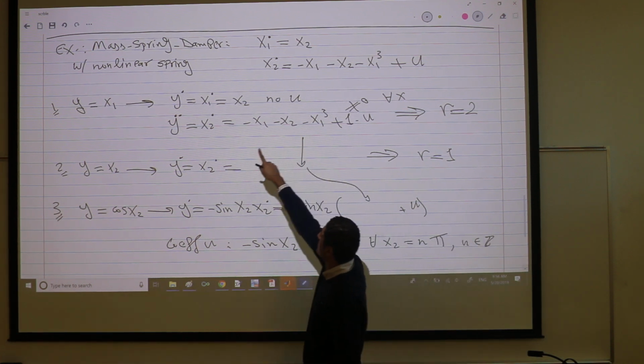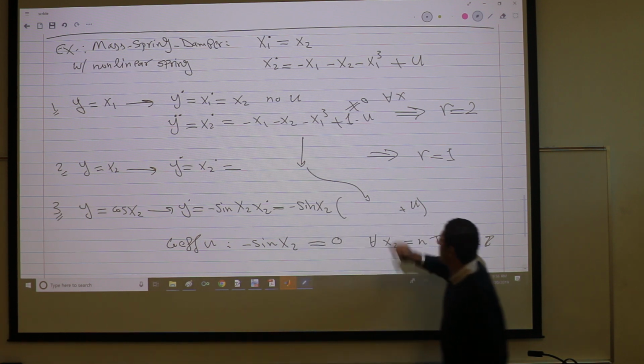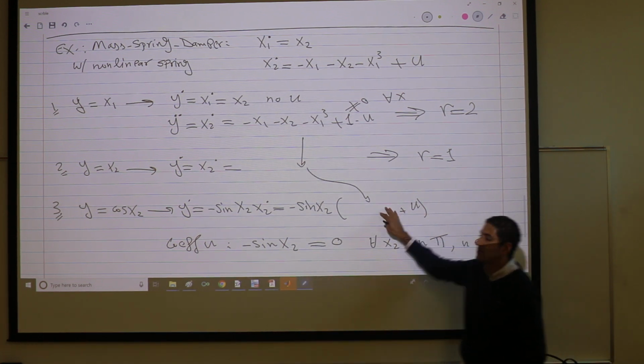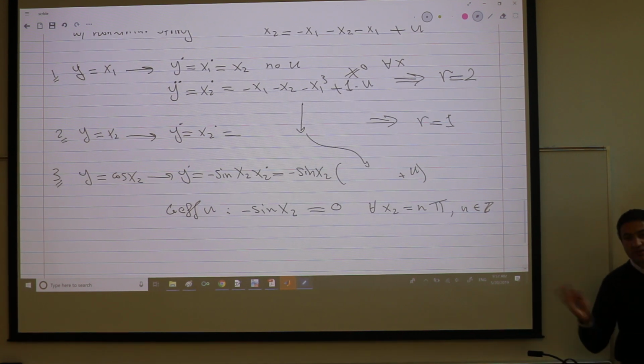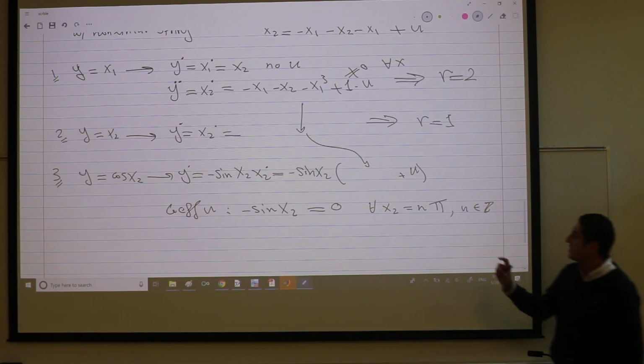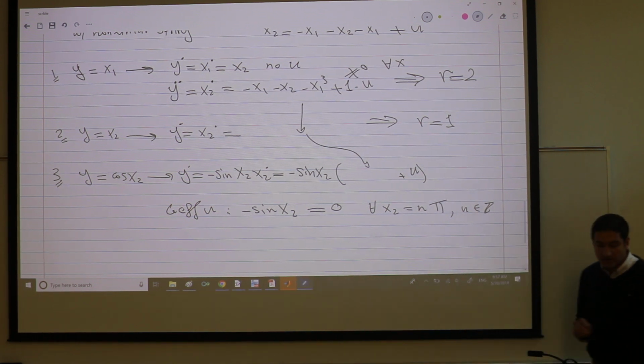Look at the first equation. y dot is just x2. There is no input whatsoever. Here there is input dependence, but the dependence itself may vanish at some points. So if you work near any neighborhood of these points, then the relative degree is not defined.